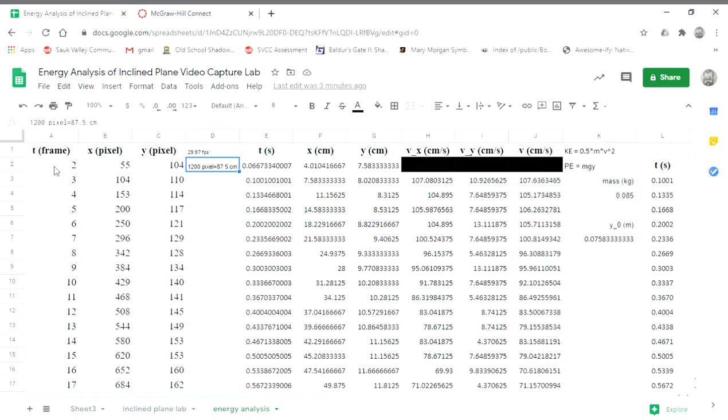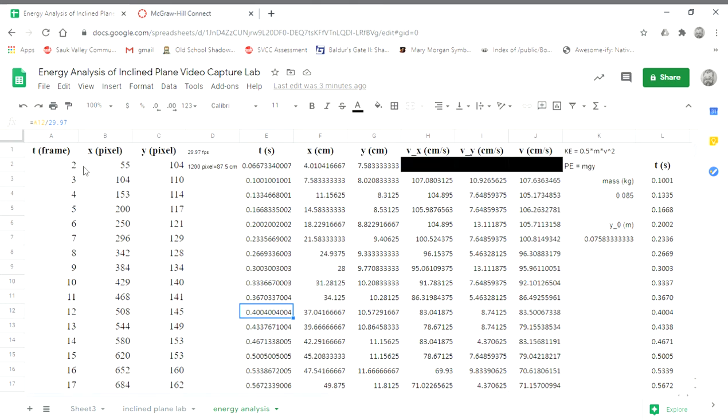So creating new columns, and again, I just do this to remind myself of what my units are. I can get the time just by taking whatever my time was in frames and dividing it by my frame rate. We notice we don't have to start at time equals 0 because the only thing we're going to be using is differences in time. So I selected that, and I can copy it to all of my different cells.